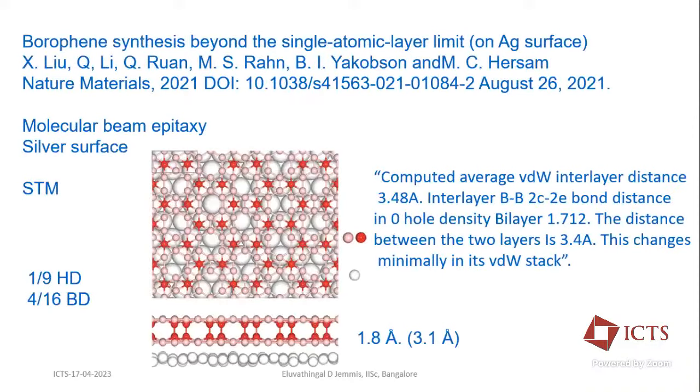Last year, just at the end of 21, two experiments with controlled deposition of boron atoms on the same silver 111 surface could get a bilayer. Now, the bilayer, they have found, of course, has interlayer bonds, but there is also a greater hole density because the metal has to stabilize it. Right? So this is a very recent experiment.